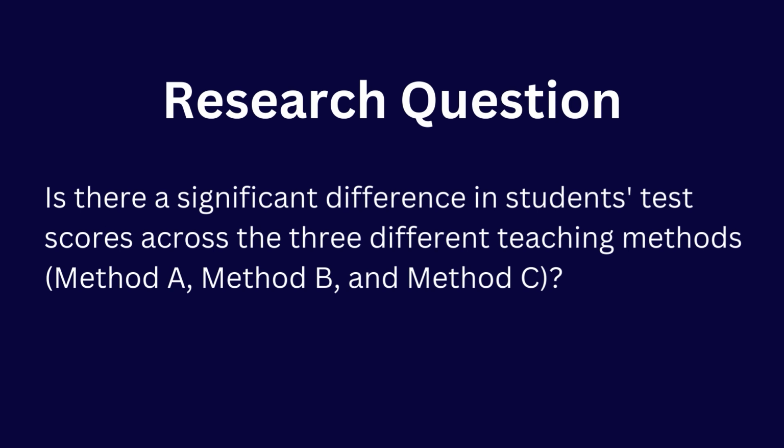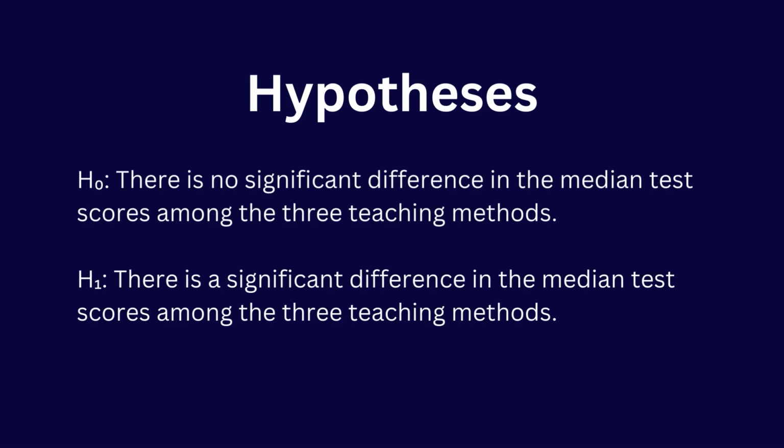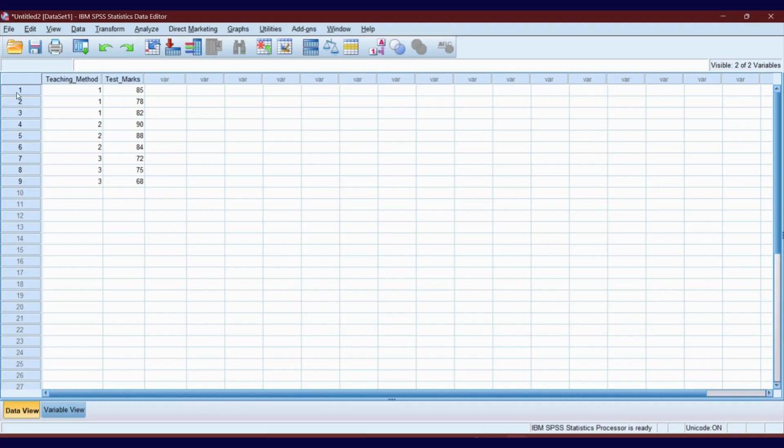So this is our research question. Is there a significant difference in student test scores across the 3 different teaching methods, method A, method B, and method C? You can build your hypothesis like this. Null hypothesis: there is no significant difference in the median test scores among the 3 teaching methods. Alternative hypothesis: there is a significant difference in the median test scores among the 3 teaching methods.